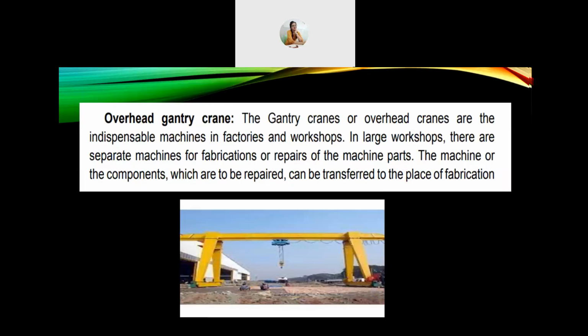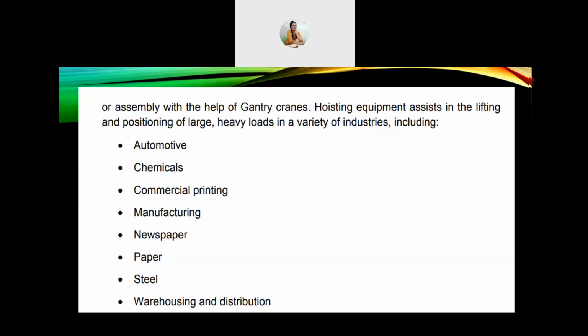Next, overhead gantry cranes. The gantry cranes or overhead cranes are the indispensable machines in factories and workshops. In large workshops, there are separate machines for fabrications or repairs of the machine parts. The machine or the components which are to be repaired can be transferred to the place of fabrication or assembly with the help of gantry cranes.